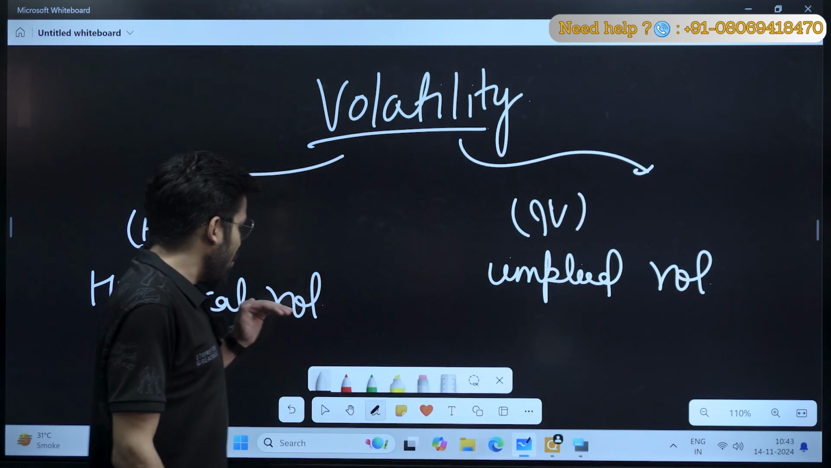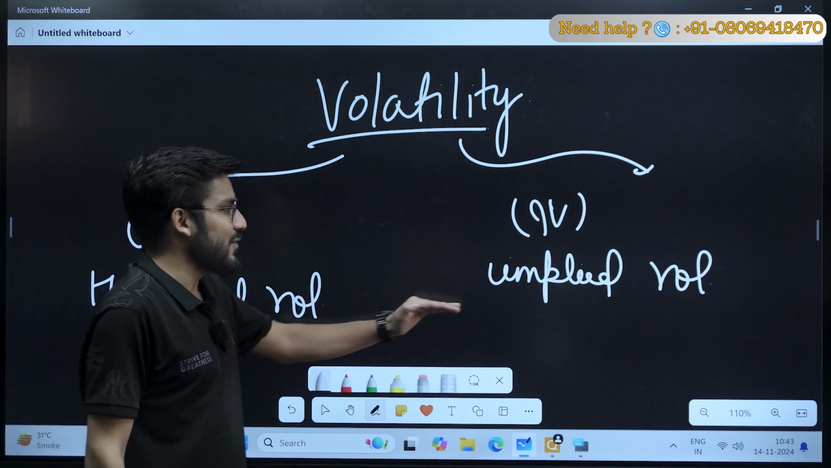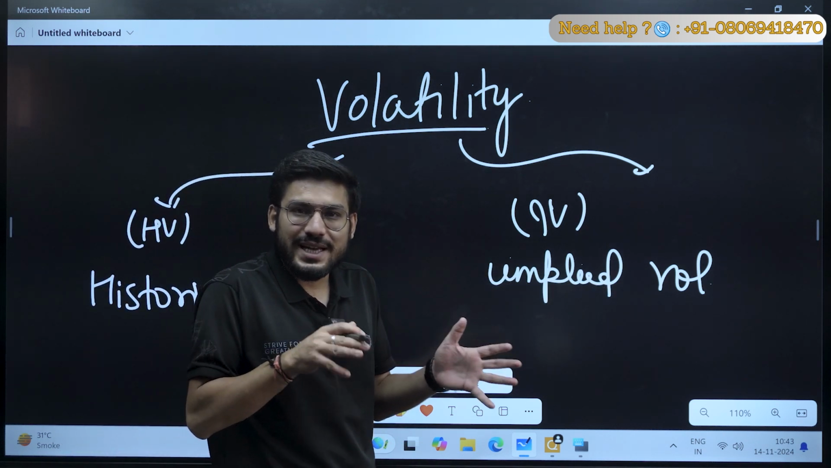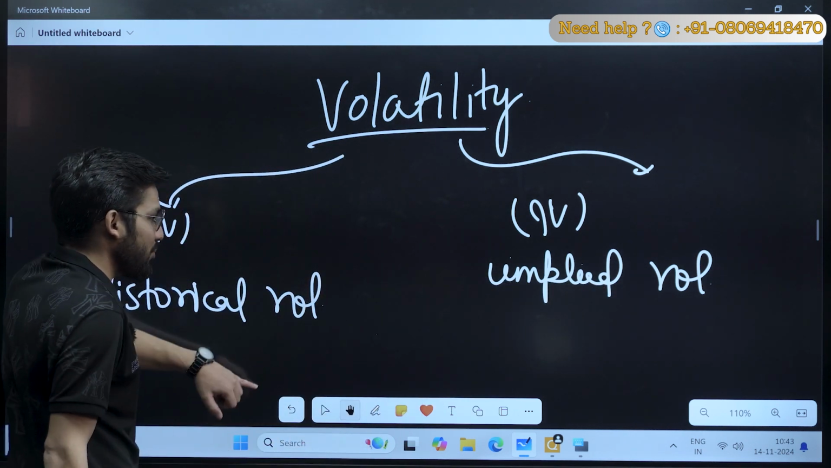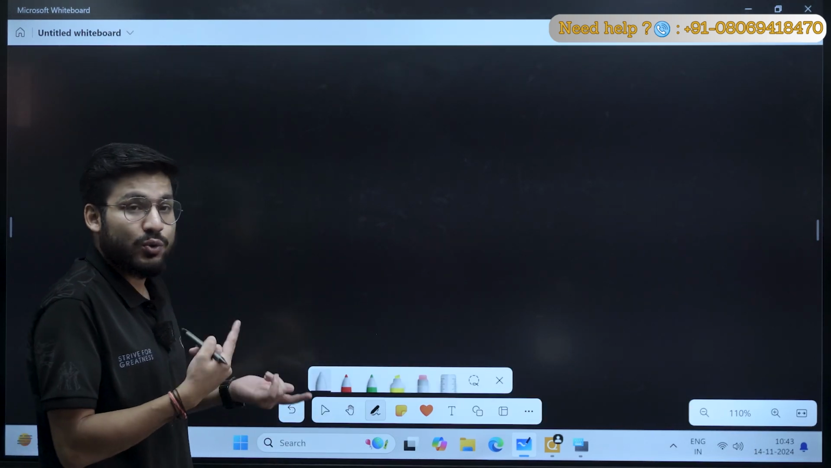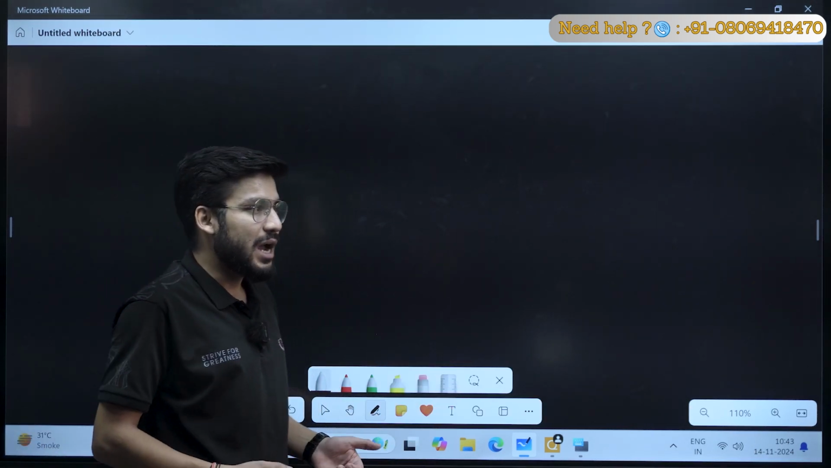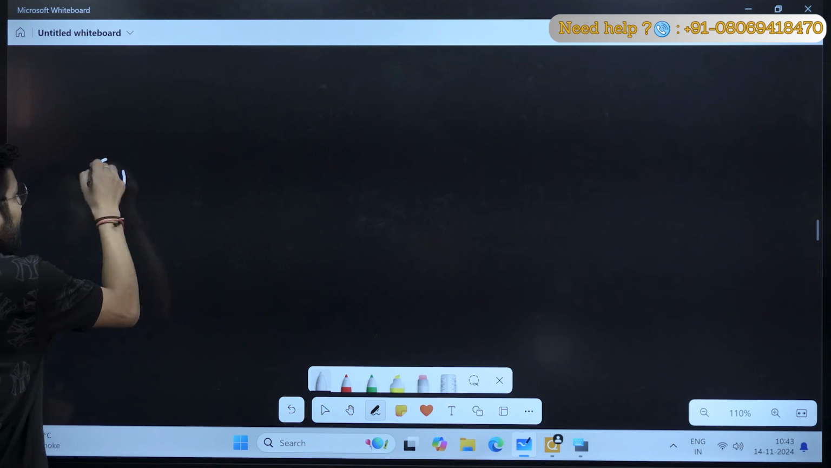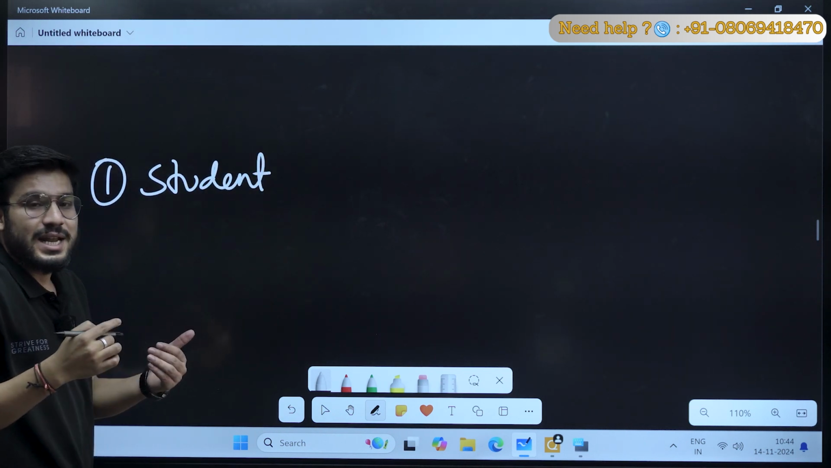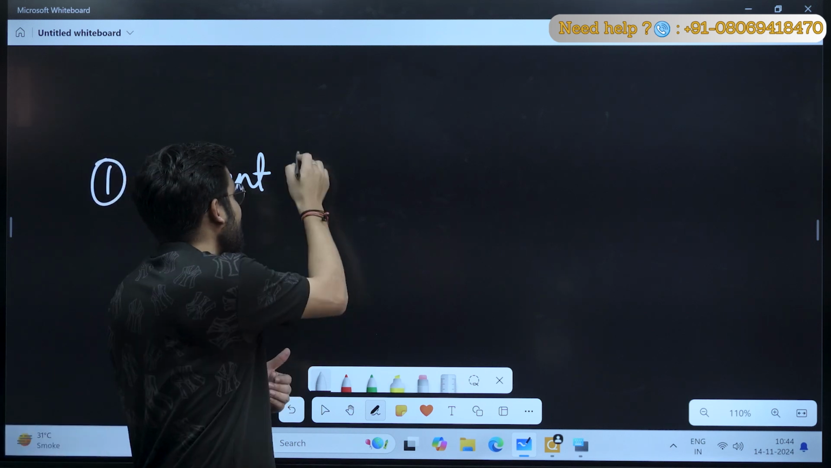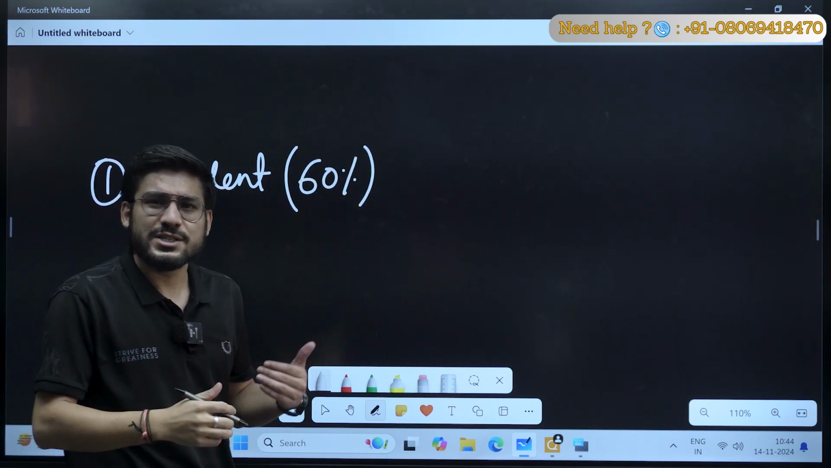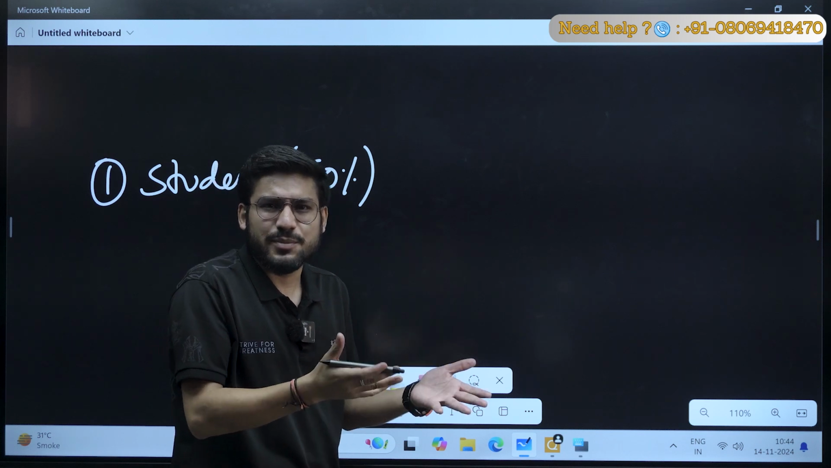Now what historical volatility is and what implied volatility is, we will be analyzing with an example. So let me give you an example. Suppose there is an exam, and there are two students that are competing with each other. For the first student, we have analyzed that the historical performance of this student is averagely 60%. It means in the past we have seen he only scores approximately 60%, right?